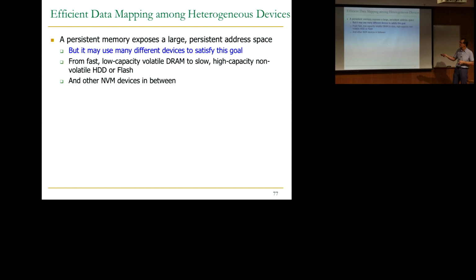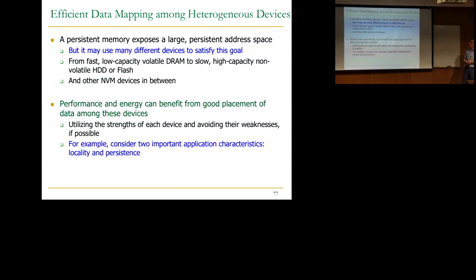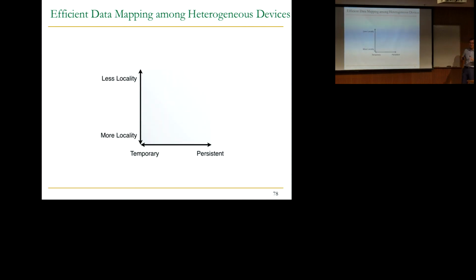I think the key enabler is really these fast NVM devices. And performance and energy can benefit from good placement of data across these devices. Again, you want to be heterogeneous and exploit that heterogeneity. So let's take a look at two important characteristics, locality and persistence. There are other characteristics also, but you may have less locality or more locality, and the data may be temporary, or you may have persistence requirements.